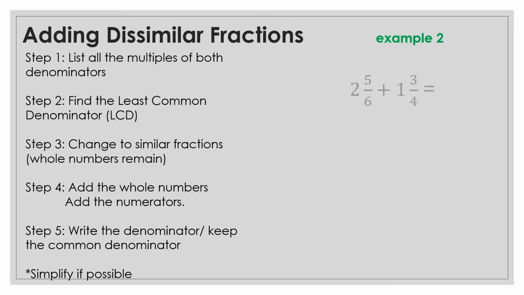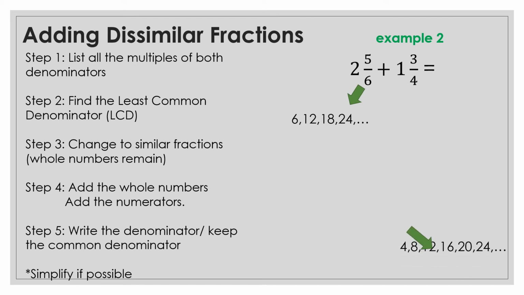Next example, 2 and 5 over 6 plus 1 and 3/4. Again, for step number 1, we have to list the multiples of our denominators. For 6, that is 6, 12, 18, 24, and so on. For 4, we have 4, 8, 12, 16, 20, 24, and so on. Step 2, find the least common denominator or the LCD. So what is the least number that is common to our multiples?